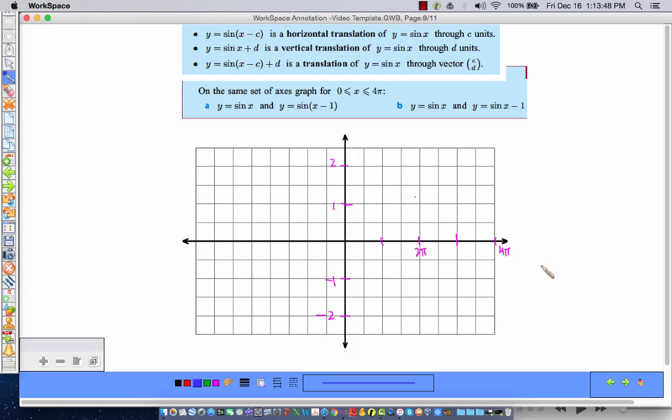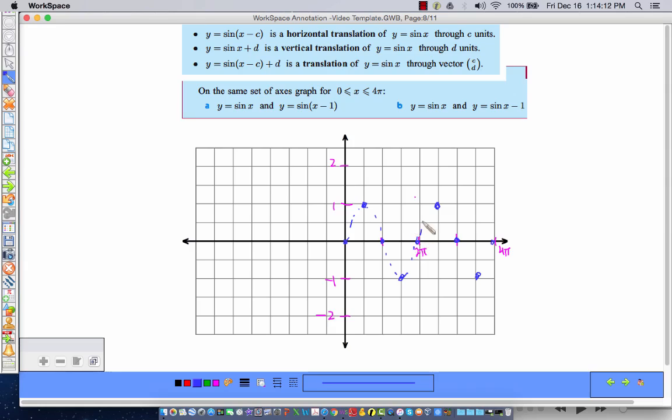All right, so we're doing y equals sine x and sine x minus 1. I think vertical shifts are always easier because you're just moving up and down. So let's do a quick sine curve here. Boom, boom, boom, boom. Remember, this is to 4 pi. So I have to do 2 periods or 2 cycles. Okay, and I'll just do this dotted.